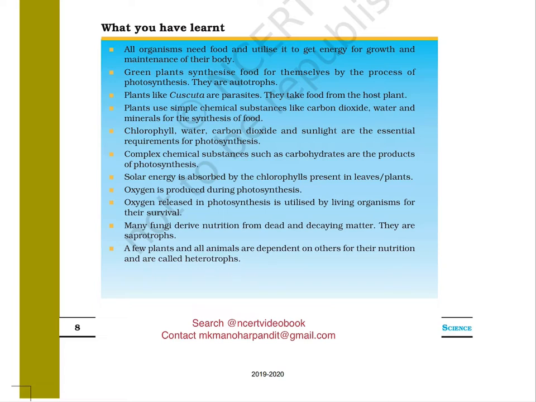9. Oxygen released in photosynthesis is utilized by living organisms for their survival. 10. Many fungi derive nutrition from dead and decaying matter. They are saprotrophs. 11. A few plants and all animals are dependent on others for their nutrition and are called heterotrophs.